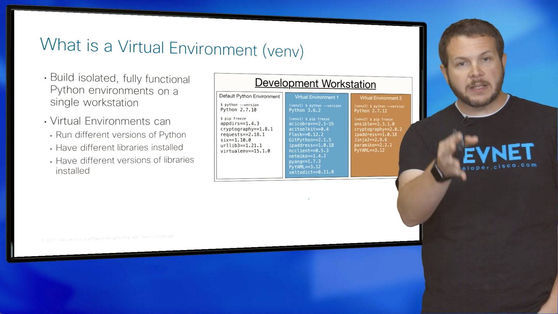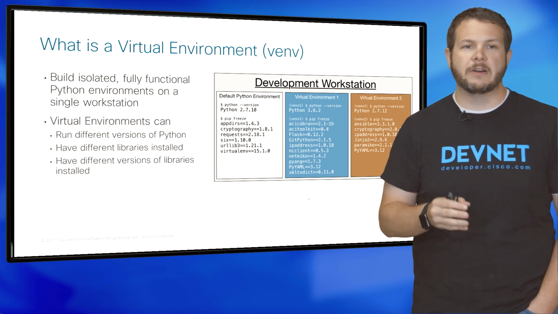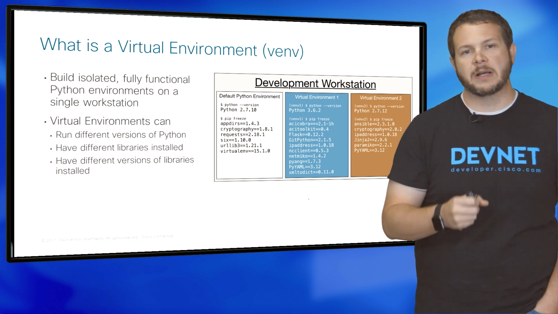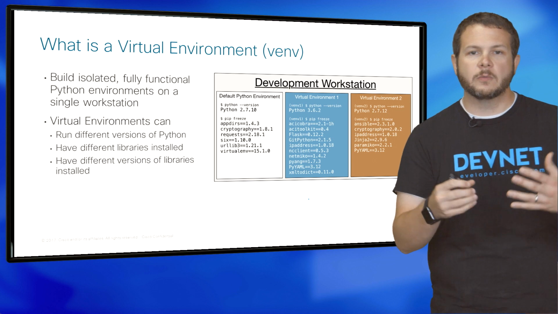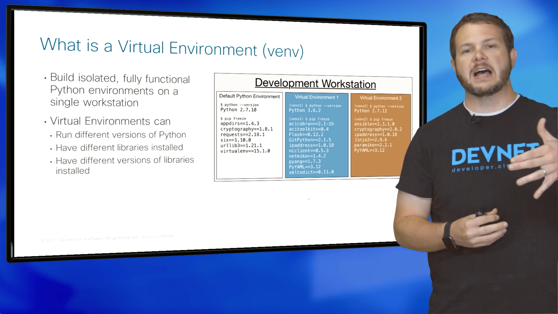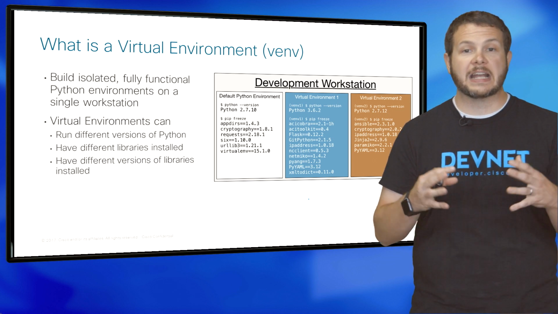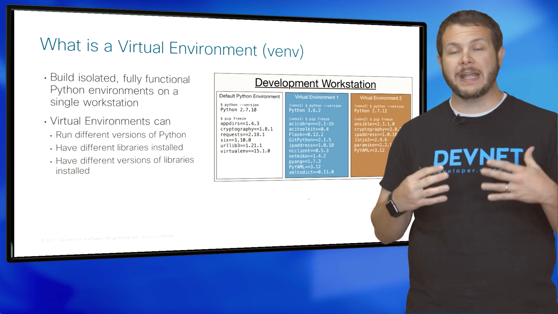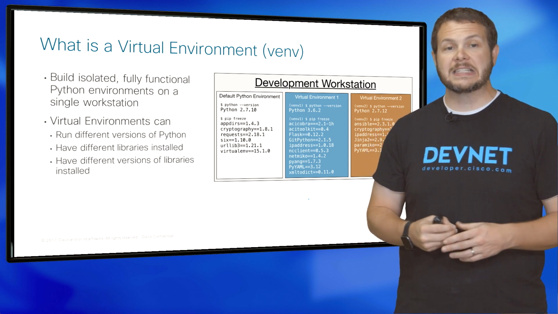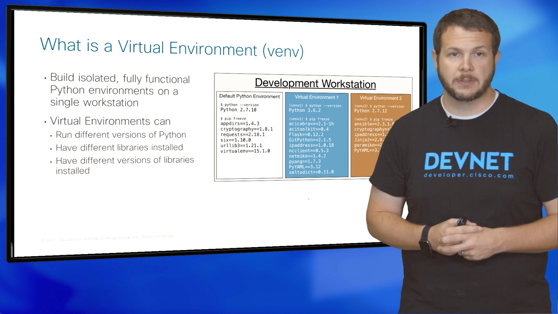So in our default Python environment on our workstation, we may have a very thin, very limited set of Python libraries included. But for our project called Virtual Environment 1, we install a robust set of ACI and network programmability and NETCONF YANG libraries to work with. And then in Python 2, we're going to be doing our Ansible work. So we have, in that case, a different set of Python libraries included.